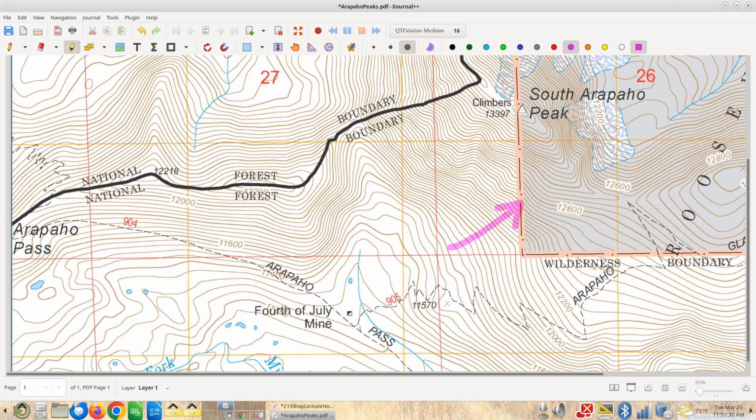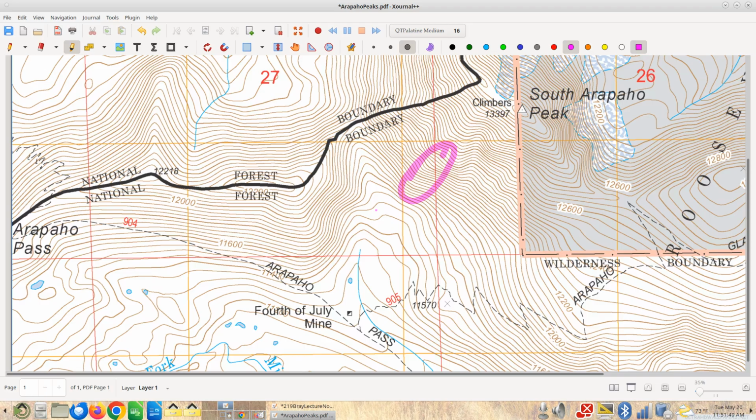Other things that you can tell, hopefully it stands to reason, when the lines are closer together, that means you're gaining whatever the altitude difference is between these contour lines over shorter distances. That means it's steeper.